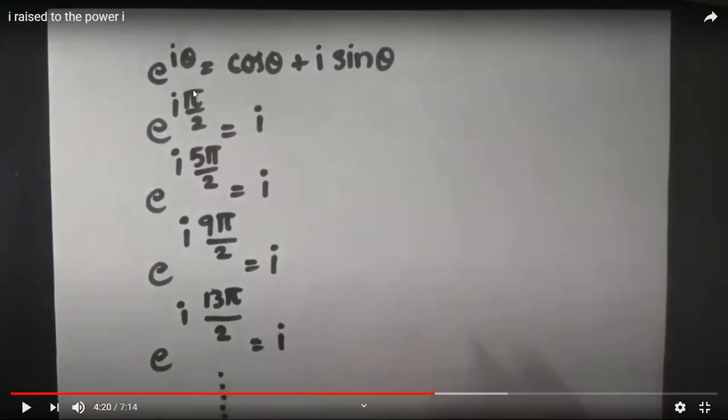You're getting this? If I take e power i pi by 2 for i, then I can take i power i as e power i pi by 2 power i, and I get 0.2078 something. But if I take e power i 5 pi by 2 for i, what I get in this case is e power negative 5 pi by 2. Yes or not? Agree? Similarly, you get e power negative 9 pi by 2, and so on.